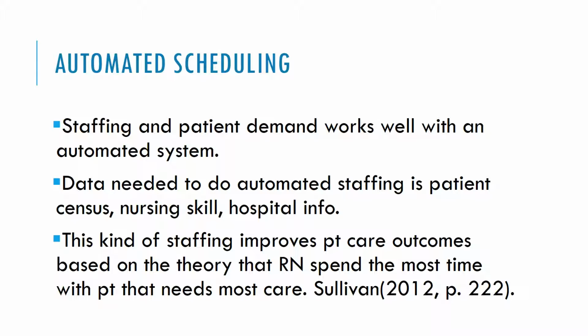Automated scheduling. So automated scheduling is popular. Staffing and patient demand works well with this automated system. Data needed to do automated staffing is patient census, nursing skill, and hospital information for their specific needs. This kind of staffing improves patient care outcomes based on the theory that RNs spend the most time with the patients that need the most care.